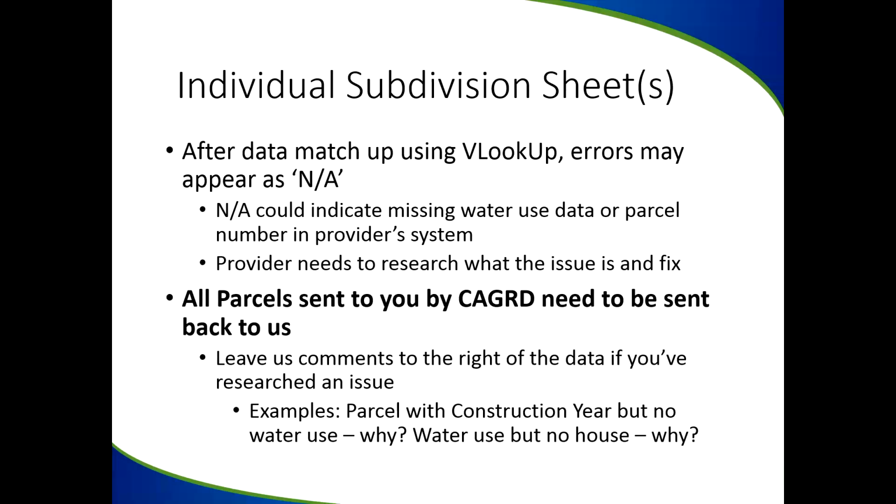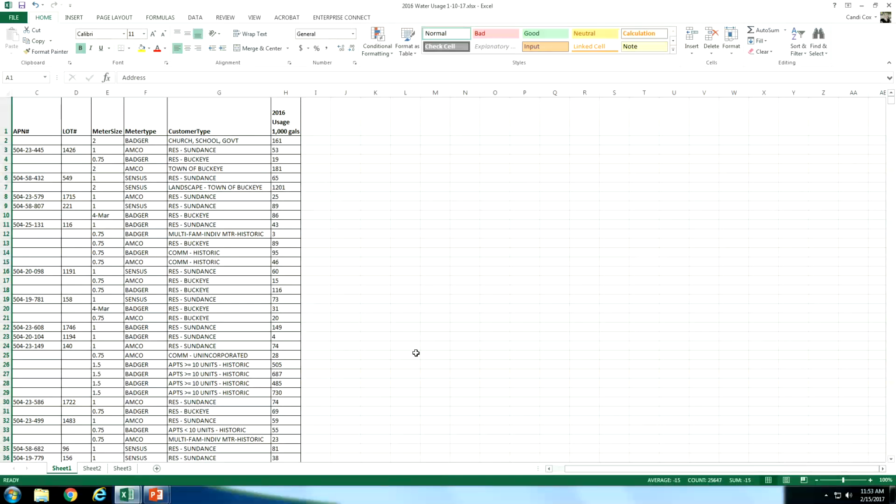For example, if there's a construction year but no water use, we want to know why. We will always send those back to you. Or if there's no house but water use, we're going to ask why. It could be something as easy as construction water or something like that, but we're going to ask why. The more comments you have for us, the better it'll be.